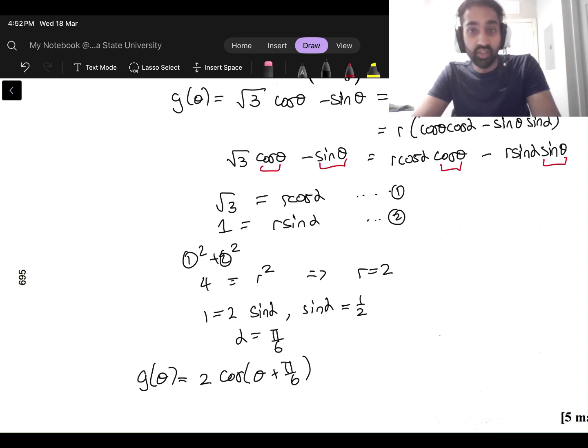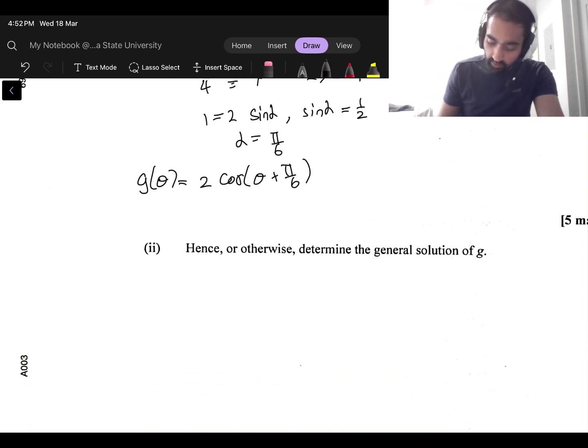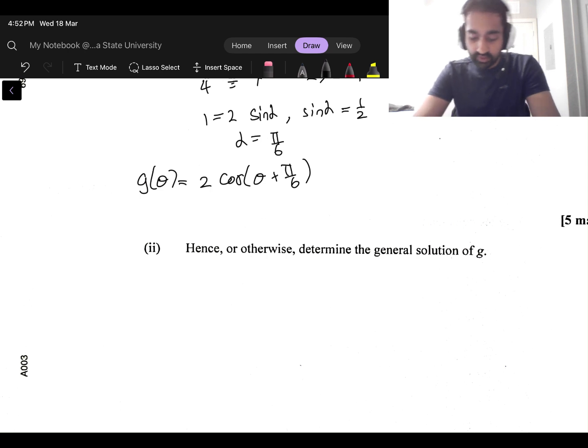And you should know the solution should be 2 for r and pi on 6 for alpha, because they told you that has to be the answer. Okay, part 2 is now: hence or otherwise determine the general solution of g.